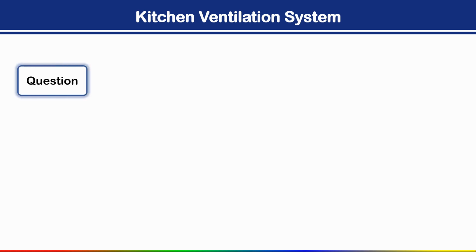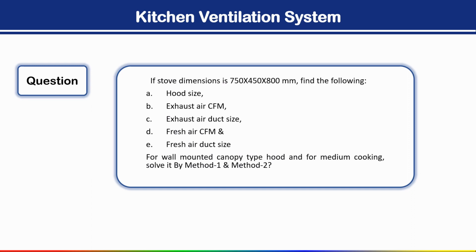Now take one question on it: kitchen ventilation system. In that question it is written, if the stove dimension is 750 into 450 into 800 mm, find the following. We have to find the exhaust hood size, the length and width of that hood, and after that we have to find the exhaust air CFM, then the exhaust air duct size, then the fresh air CFM and fresh air duct size.